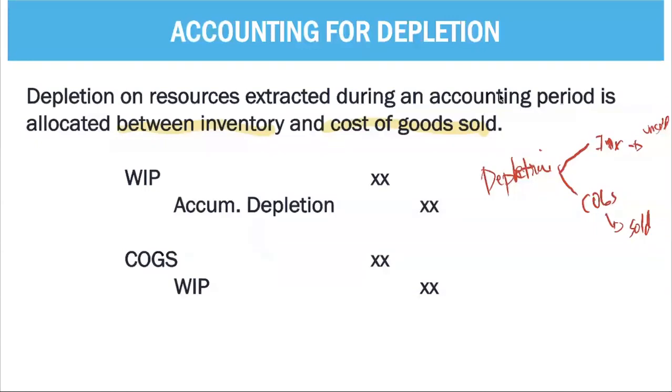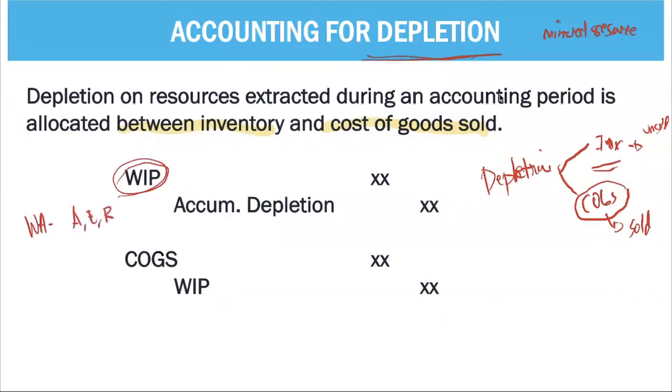Because, guys, remember what is depleted is a mineral resource. So that mineral resource will still be sold. If it will be sold, COGS, if not, inventory. That's why it is placed to work in process. So remember, your wasting asset is composed of the four items: acquisition, exploration, restoration, and your development. You deduct your accumulated depletion.